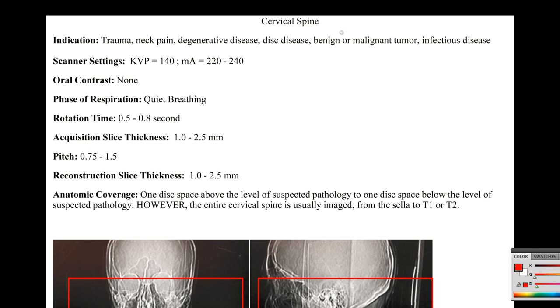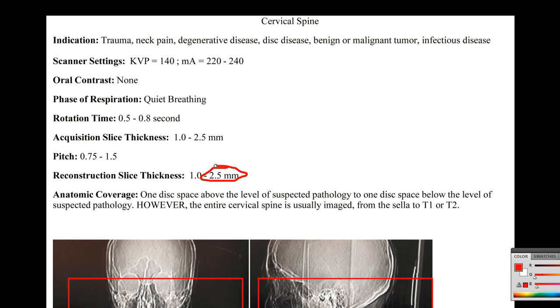Rotation time for the tube is going to be very quick at 0.5 to 0.8 seconds. The acquisition slice thickness is going to be 1.0 to 2.5, and the reconstruction slice thickness is going to pretty much mirror that. Usually 2.5s are actually utilized for the cervical spine in reconstruction, and they prove to be very adequate.